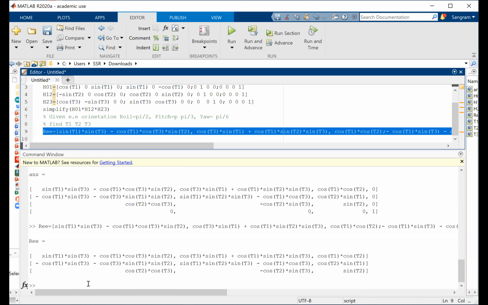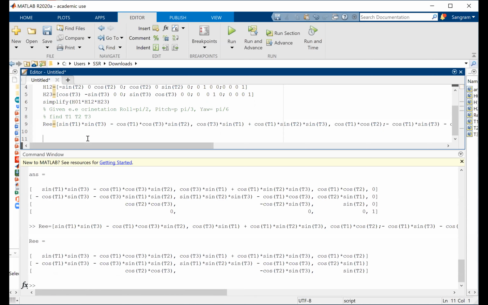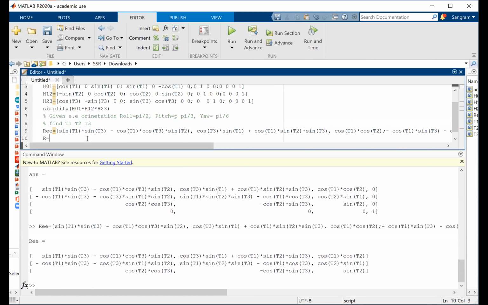Now the question is, given the end effector orientation, I'm going to find the actual rotation matrix. I'm going to say R. The command to find R from the roll, pitch, and yaw is a simple MATLAB command, Euler to rotation matrix, EUL to ROTM. This is the command that we will use. It takes the Euler angles in radians and converts them into a rotation matrix.